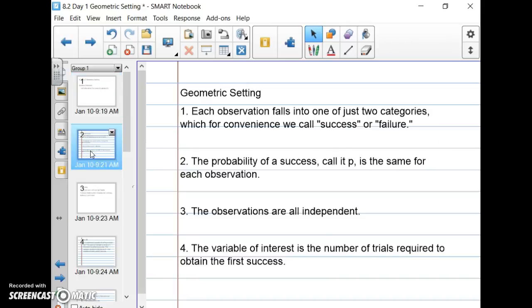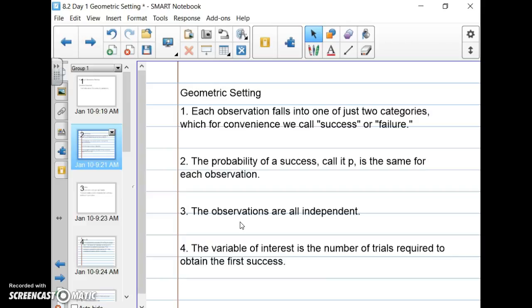So here are the four basically conditions that have to be met if you want to say that something is a geometric setting. The first three are pretty much the same as binomial setting. The first one is each observation falls into one of just two categories, so, success and failure. Number two, basically you have the probability and it's the same for each observation. And three, all observations are independent. So those three are the same as three of the conditions of binomial.